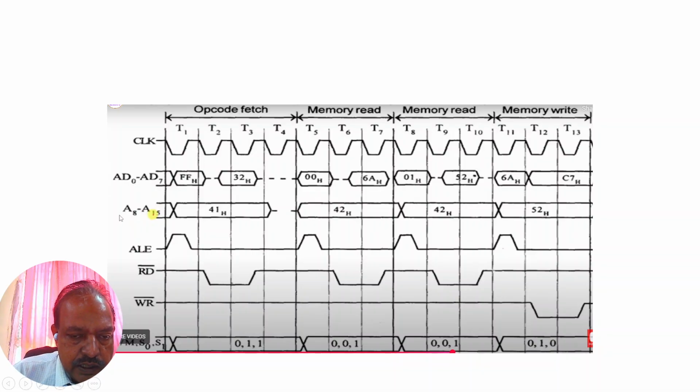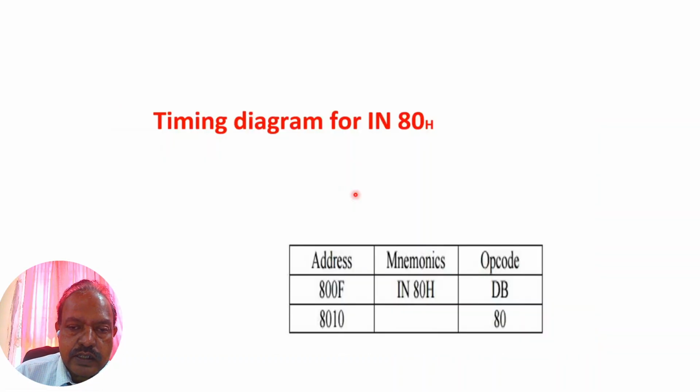Then the higher byte you can see as A8 to A15, and the lower byte is there. If you are going for read operations, you can see when RD bar is equal to 0, then you are going for the read operations. Similarly, when WR bar is equal to 0, here you see this is the write operation, because first it is fetching the opcode, second it is reading the memory two times, and finally it is writing the data. Now you can clearly understand how you write the timing diagram for the same instruction.